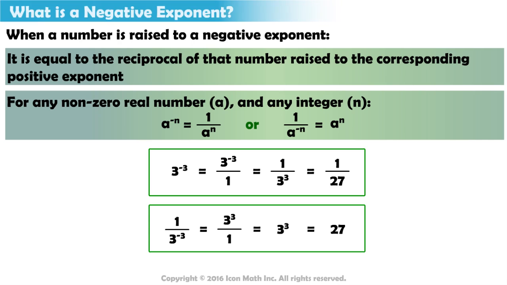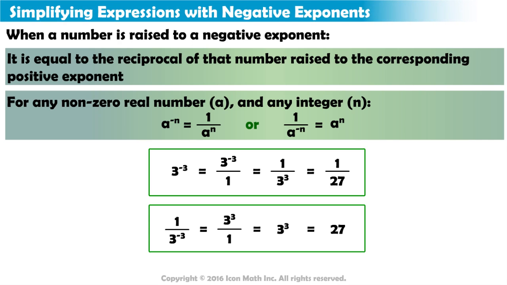In most instances, when you are asked to simplify an expression with exponents, your final answer should always be written without any negative exponents.